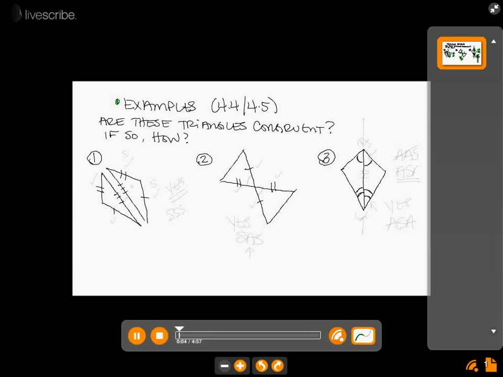Alright, these are a couple of quick examples where we're going to use the different types of congruence, okay? The question asks, are these triangles congruent? Yes or no? And if so, how?